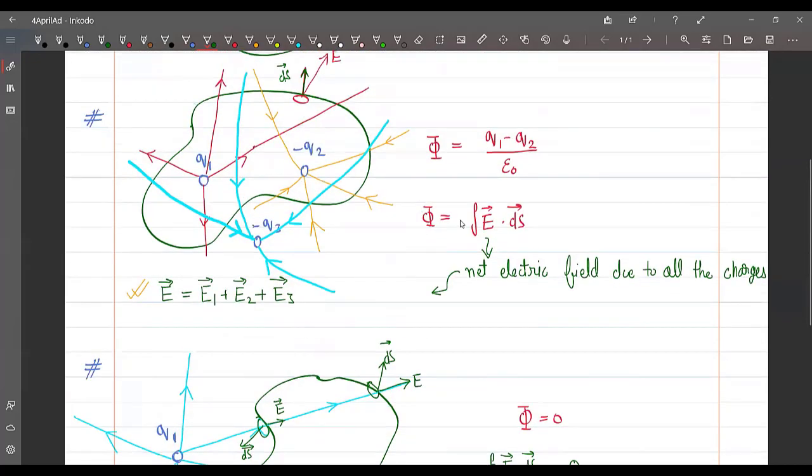Okay. So here also, if you divide it into 3 types of fluxes, one is flux given by charge 1, then flux given by charge 2, and flux given by charge 3. So their sum is (q1 minus q2) by epsilon naught. But flux given by charge q3 is 0, because electric field lines are entering then exiting the Gaussian surface. Okay, and this is my total flux.